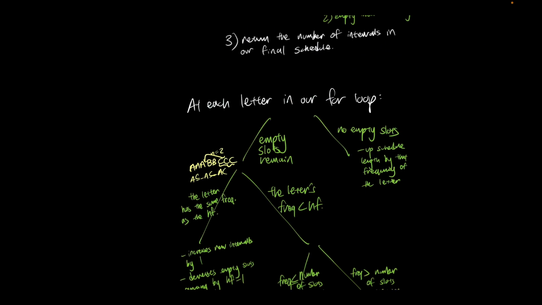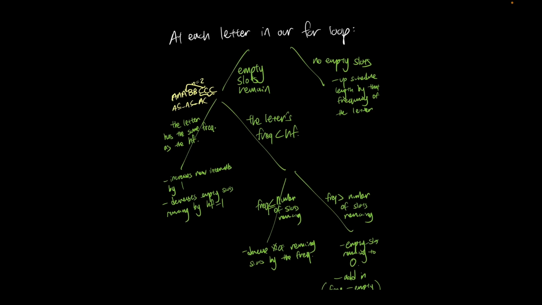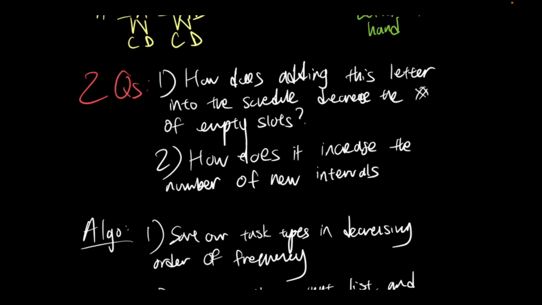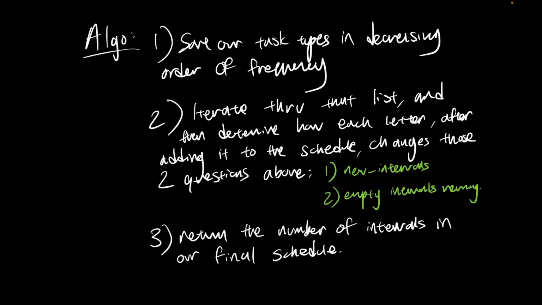All right. So that is the case analysis for how we're going to break down and analyze each iteration. The idea is, for each letter, we're going to count how much these two fields above, the number of empty slots and the number of new intervals, change on each letter. We'll have an initial count of the number of slots, and also the initial number of empty slots. Then we'll iterate through all of the letters and look at their frequencies, and during those iterations we'll update the new intervals added and the empty intervals remaining. Finally, we're going to return the length of our schedule after that.